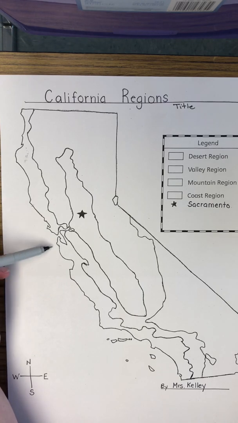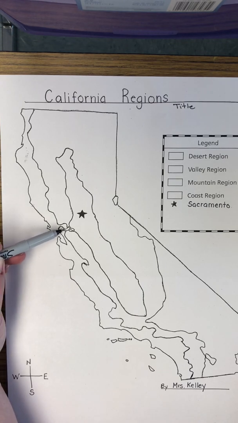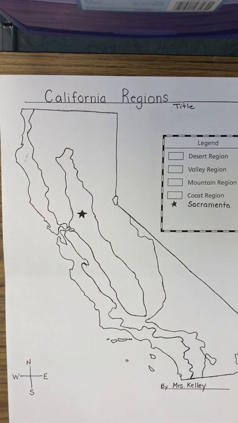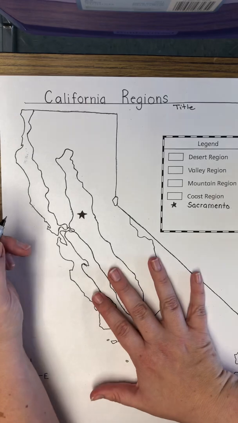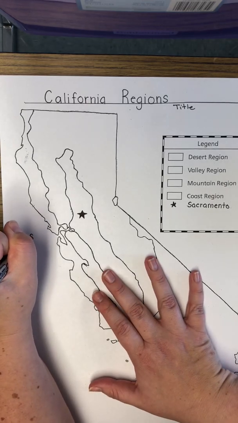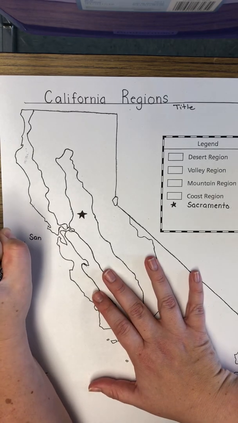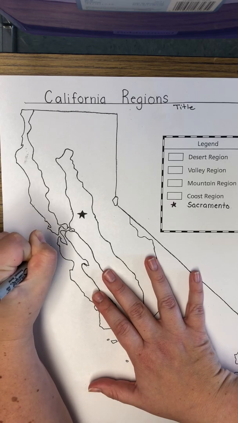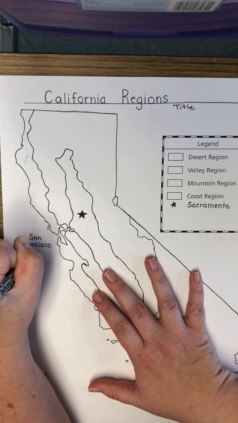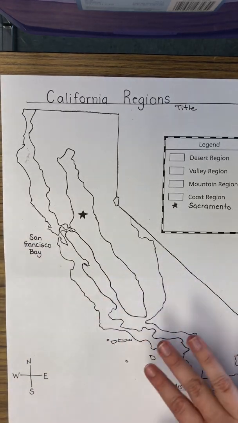Okay, it comes right in through here, and it flows into this area. That's what we call a bay. So right over here next to the bay, I'm going to write San Francisco Bay. Notice that I'm using my marker still so it'll really show up.